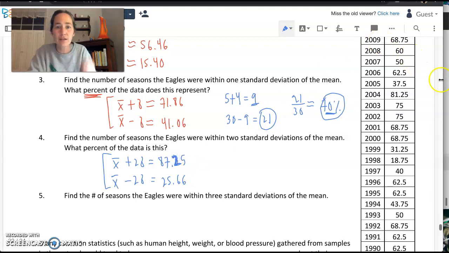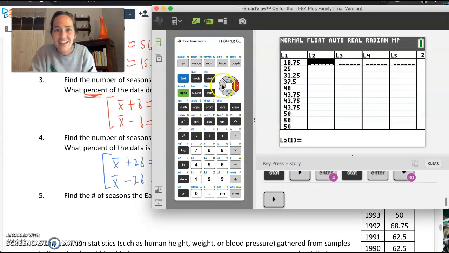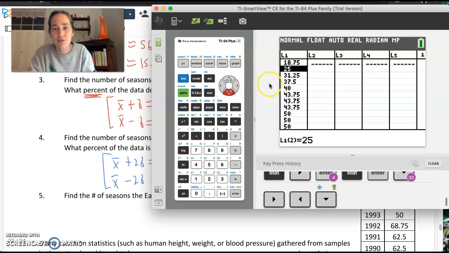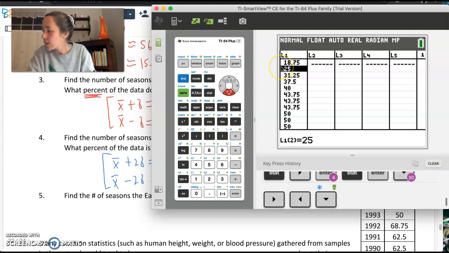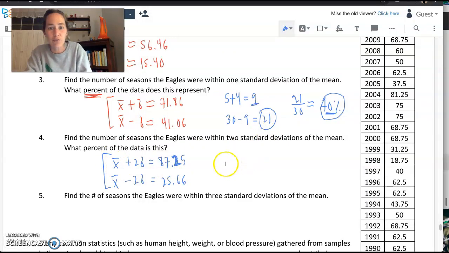So let's go back to the list. Do we have any values outside of this range? So anything below 25.66. What were our worst seasons here? Let's see. We had an 18.75, and this 25 here also counts as being below that low cutoff. The high cutoff was 87.254, and our best seasons were only 81.25, so actually nothing's above the high cutoff.